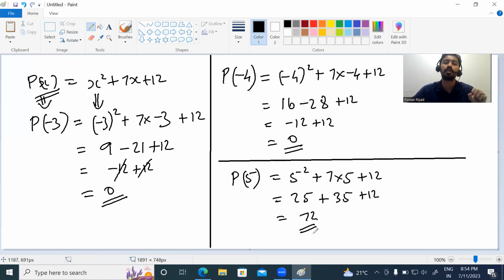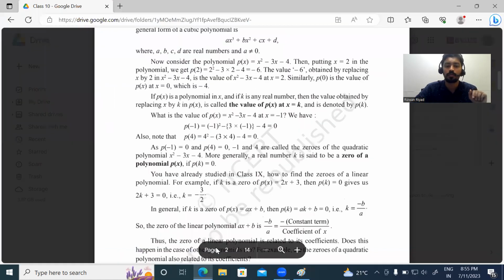Here we got 72 after putting 5 in the place of x in this polynomial. It's not 0. It's different from 0. So 5 is not a 0 of this polynomial, because after putting 5, we are not getting 0. So minus 3 and minus 4, these two are zeros of this polynomial. So that is simply the 0 of a polynomial. That is also a very important concept.